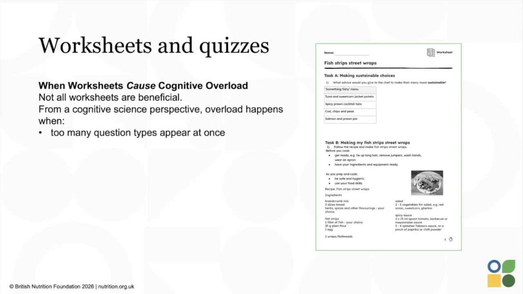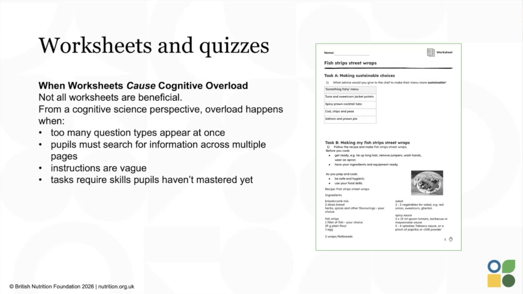We need to make sure that there aren't too many questions appearing at the same time. We've got to make sure that the pupils don't have to search for information across multiple pages or slide decks, for example. We've been really keen to make sure that the instructions are not too vague. That's really important, because how do they know what to do? Or maybe they look at tasks which they're not really familiar with at the moment, so actually I'd be setting them up to fail.